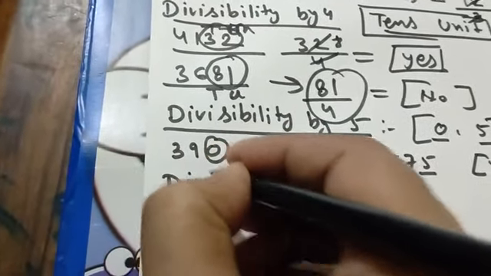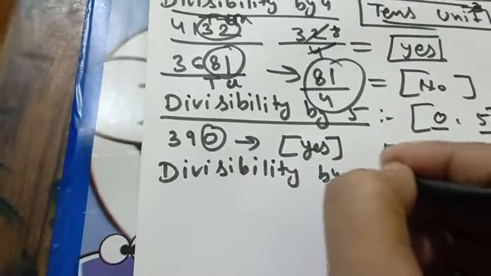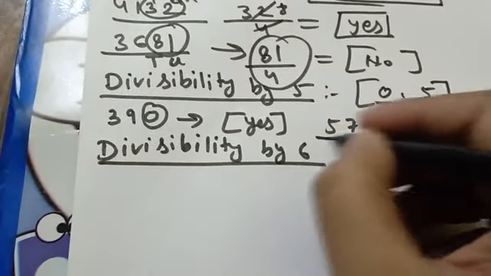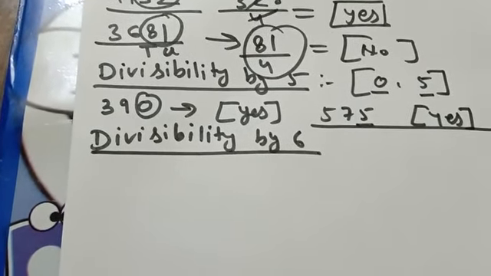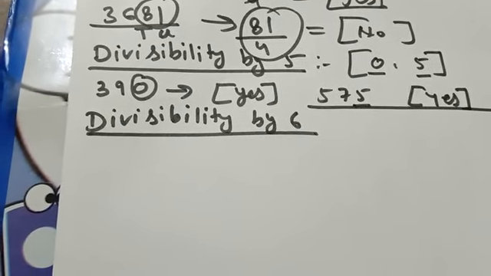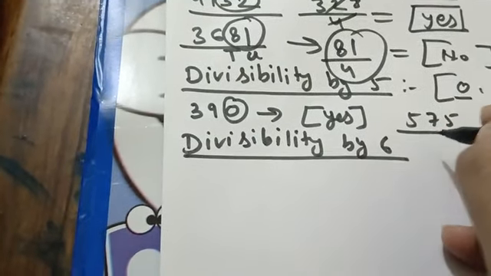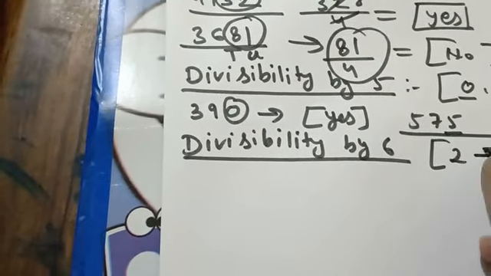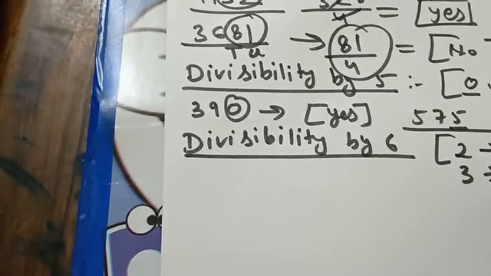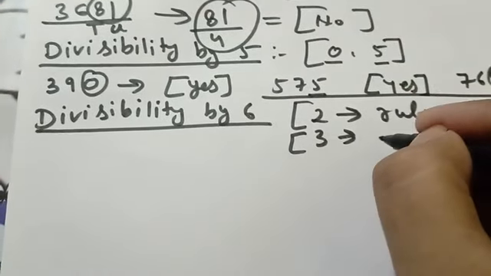Divisibility by 6. It means we are going to understand which numbers can be divisible by 6. In this divisibility rule, we apply two rules: one is for 2 and another is for 3. Rule 2 and rule 3.